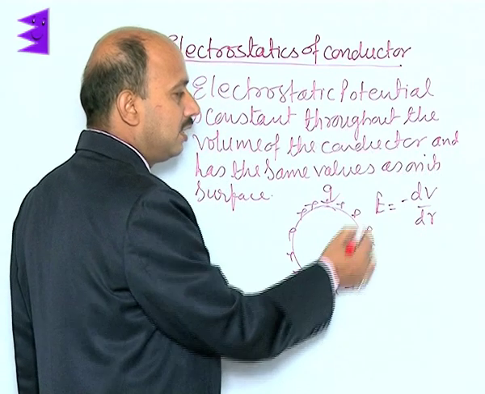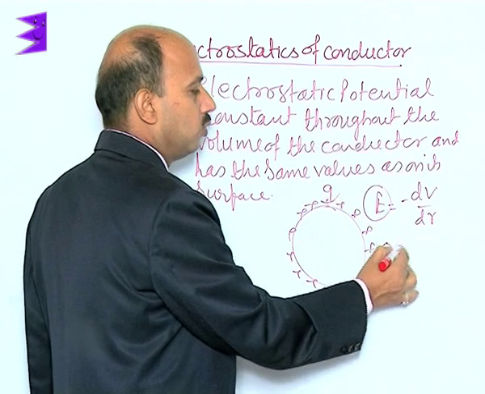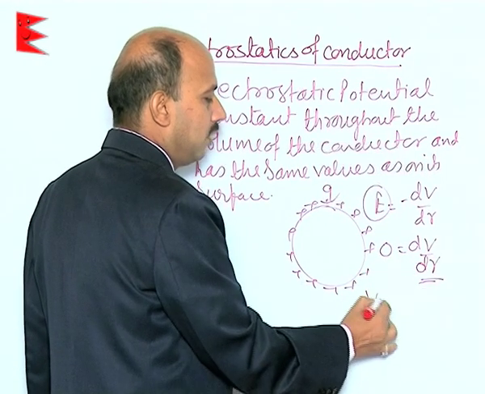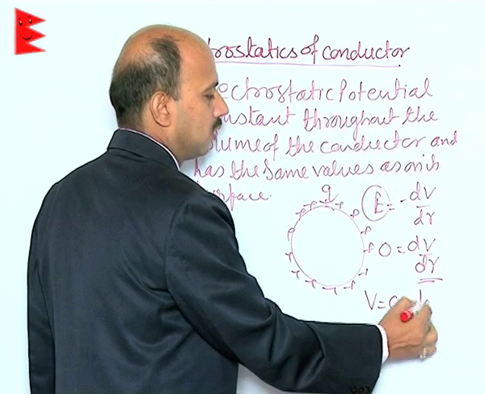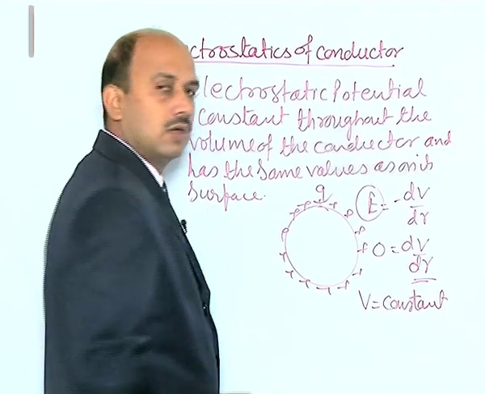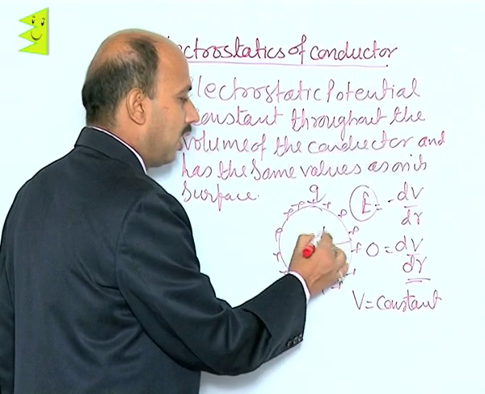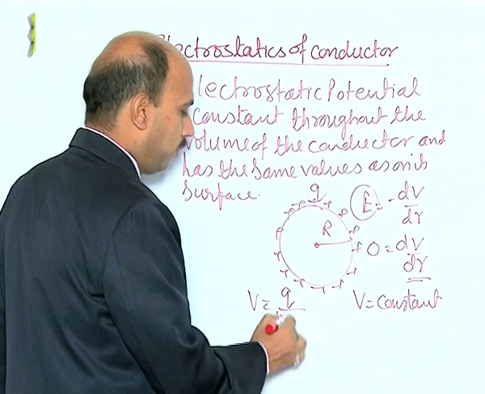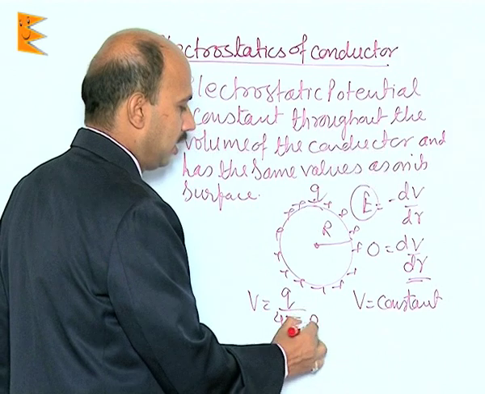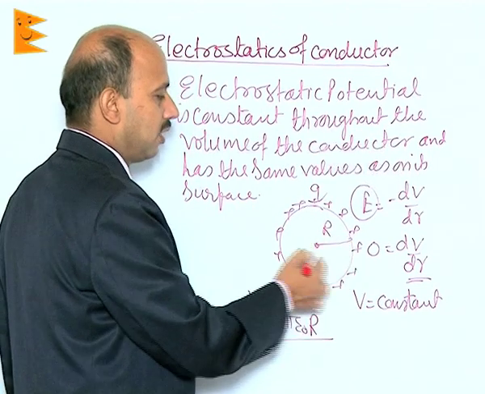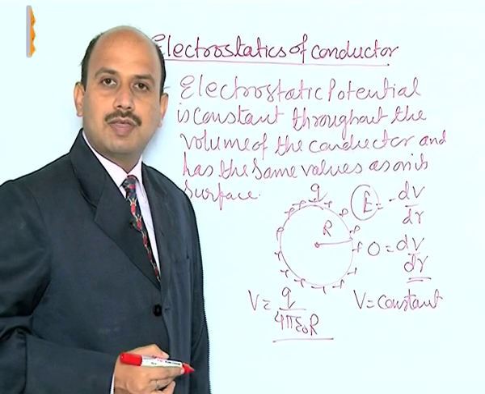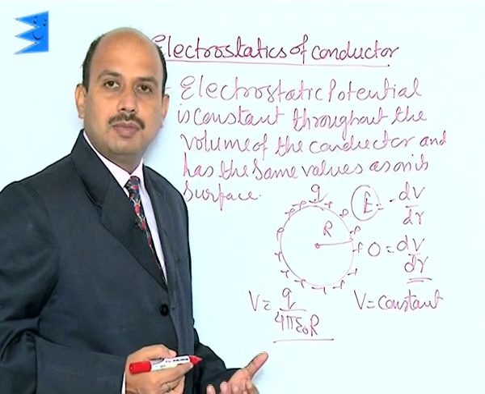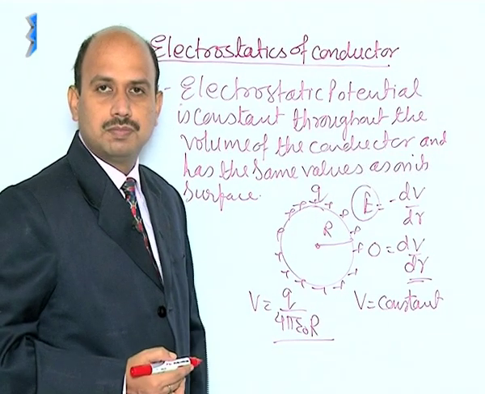So inside the conductor, when the electric field is 0, that is dV/dr equal to 0, that means V is constant. If it has radius r, the potential on the surface is V equal to Q by 4 pi epsilon naught r, and the same potential is on the surface and inside it, wherever the electric field is 0. So inside this conductor, the electric potential remains constant throughout the volume.